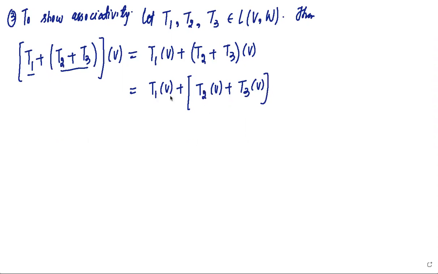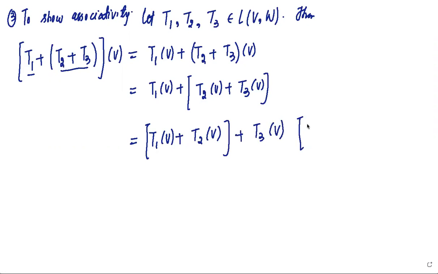तो यहाँ पे हम अब associativity property use कर सकते हैं, associativity from W. So therefore, we can write this thing as, this is T1 of V plus T2 of V. तो यहाँ पे हम इस तरह से associativity use करेंगे, then plus T3 of V. And this comes from associativity of W. Because all these elements T1V, T2V, and T3V, they are the elements of W, and W is a vector space, so we can use its associativity.